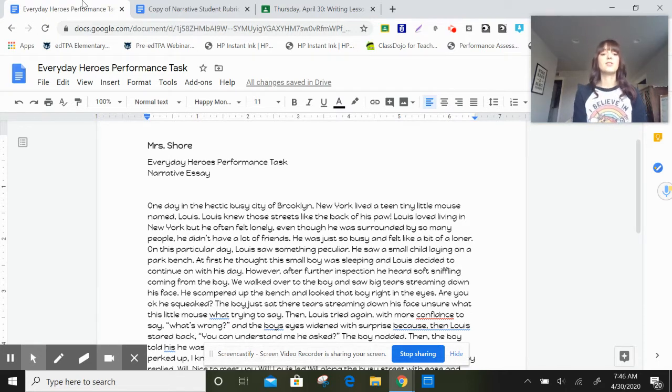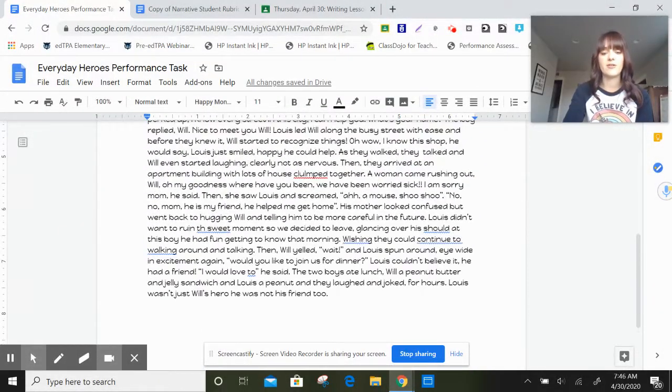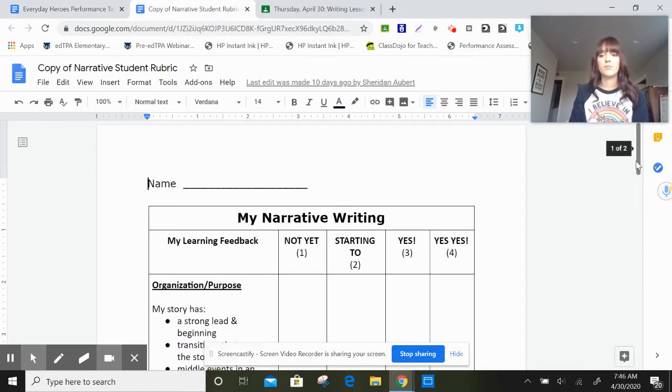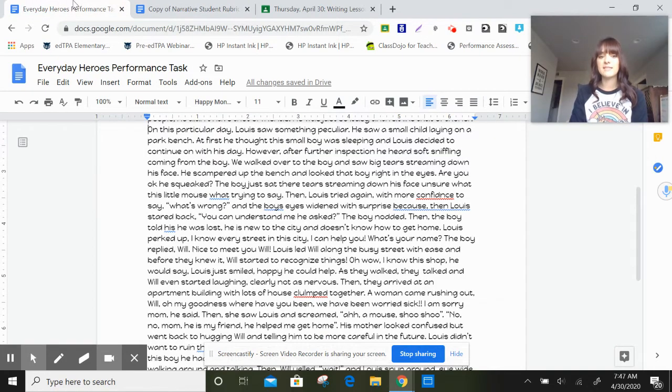Okay, so you always want to start with your heading, your name, the title of your paper, the subject sometimes. You could have writing in there as well. I'd put narrative essay. And you can see my essay here is just one big clump, one big paragraph. So let's go back to our rubric here, organization and purpose. Do you think that it would make sense for me to organize this into paragraphs?